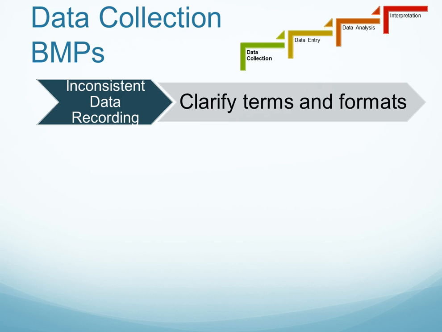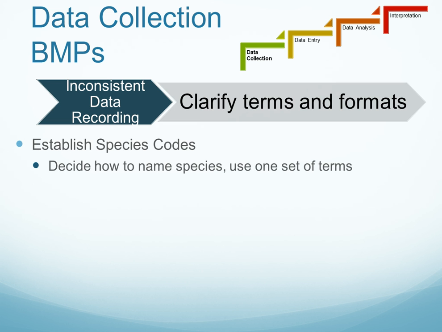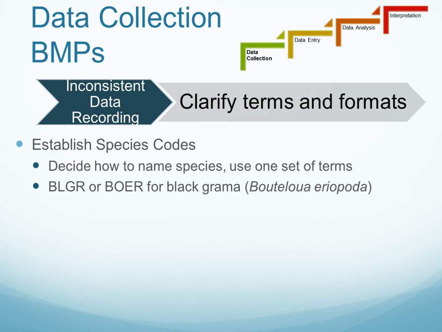For inconsistent data recording, we want to clarify the terms and the formats as they should be entered onto the data sheet. For example, we establish species codes that we use. We have to decide how to name our species, and we want to use just one set of terms. For example, if we want to write down black grama, we could abbreviate that either BLGR for black grama or BOER for Bouteloua eriopoda. In general, we focus on using the species names, and so we would select BOER in this case.